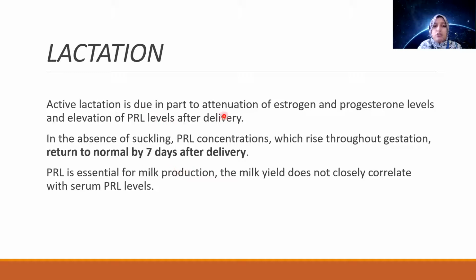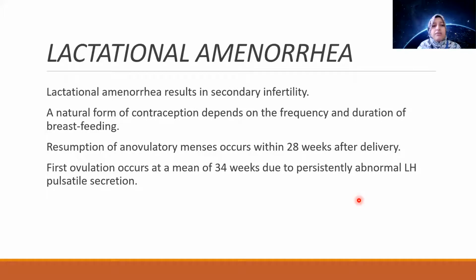Active lactation is due in part to attenuation of the progesterone and estrogen and elevation of prolactin levels after delivery. In the absence of suckling, prolactin concentration, which rises throughout the gestation, returns to normal by 7 days after delivery. Prolactin is essential for milk production. The milk yield does not correlate with the serum level. So you don't know if the lady is breastfeeding, it is not necessary that she has a high level of prolactin at the same time.